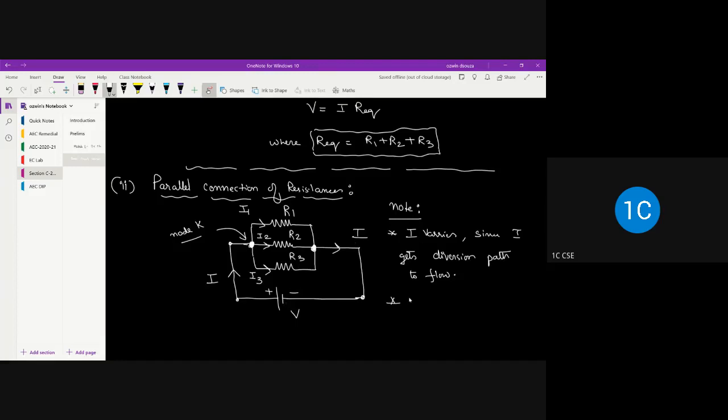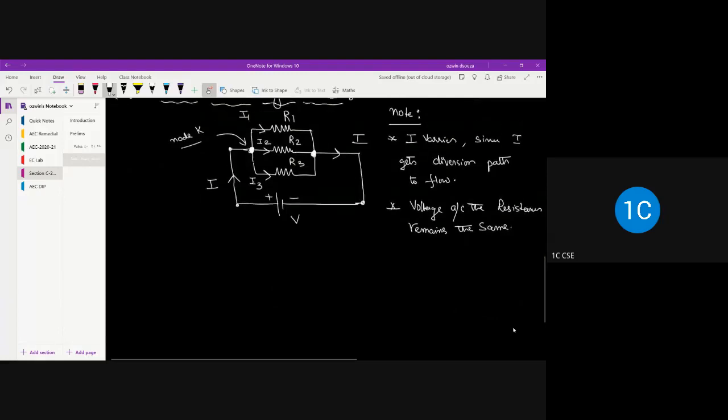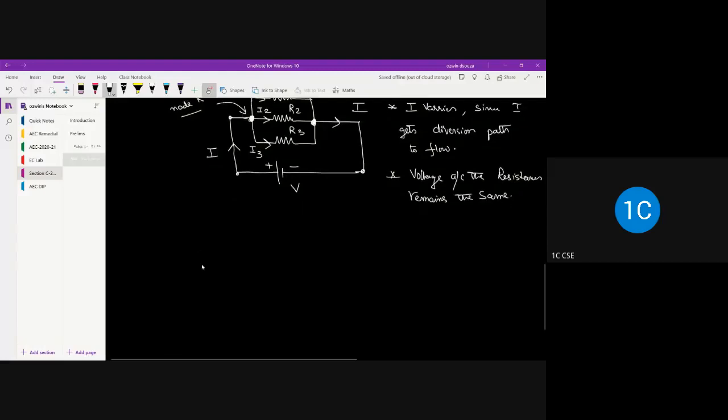So in case of a parallel circuit, the voltage across the resistances remains the same. So this is the observation, or you could also say the difference between series and parallel circuits. So let us write at node K, we can write I is equal to the summation I1, I2, and I3. Again, it's an algebraic sum.